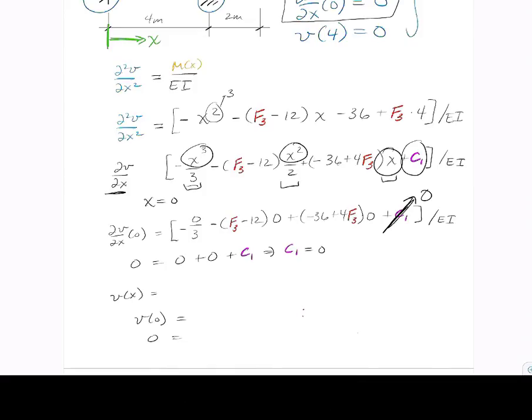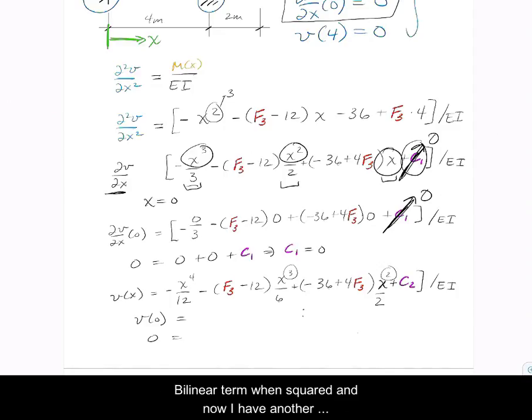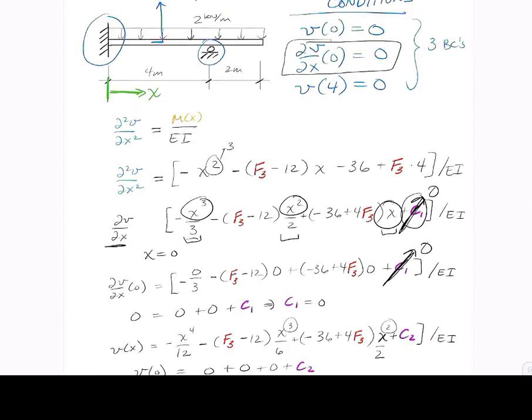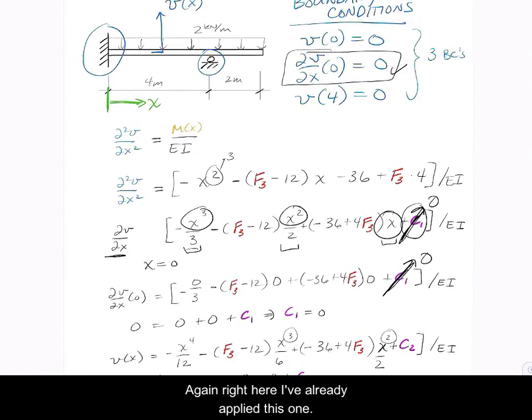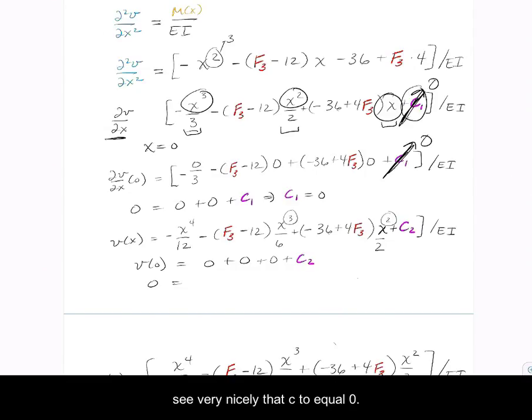So then what I'm going to do is integrate this one more time. So all my third order went to fourth order, second went to third order, my linear term went squared, and now I have another constant of integration. I'm going to apply my boundary condition v at 0 equals 0. Again, right here I've already applied this one. I'm now going to apply that boundary condition. That's going to give me the ability to solve for C2, and we see very nicely that C2 equals 0.